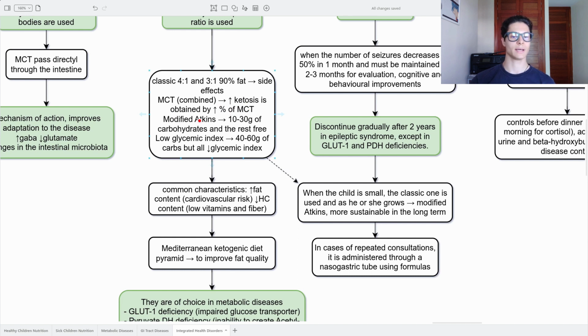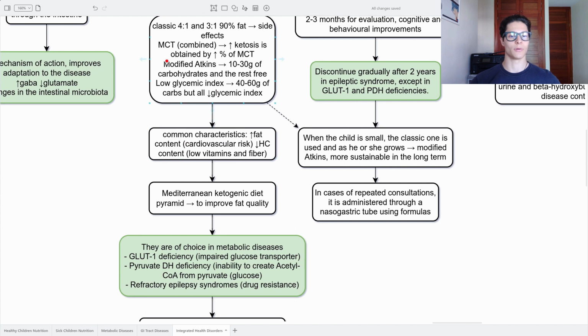Then we have the modified Atkins, which is limiting 10 to 30 grams of carbohydrates per day, and the rest is free. It's up to you how you want to divide your proteins and fats. And then we have also the low glycemic index diet, which is limiting the carbohydrates to 40 to 60 grams of carbs, but all of them must be very low glycemic index. The common characteristics of all these types of ketogenic diets are high fat content and low carbohydrate. The problems are that high fats can give cardiovascular risk, and low carb can give low vitamins and low fiber.